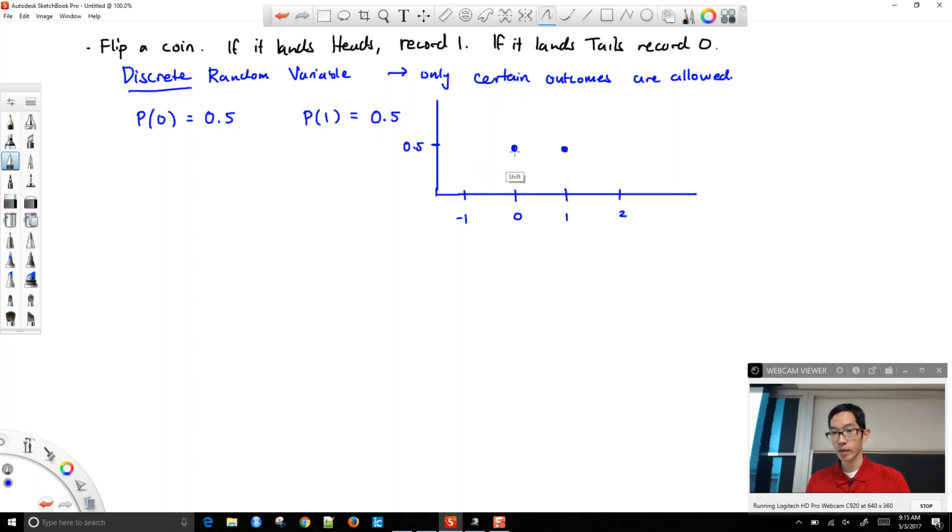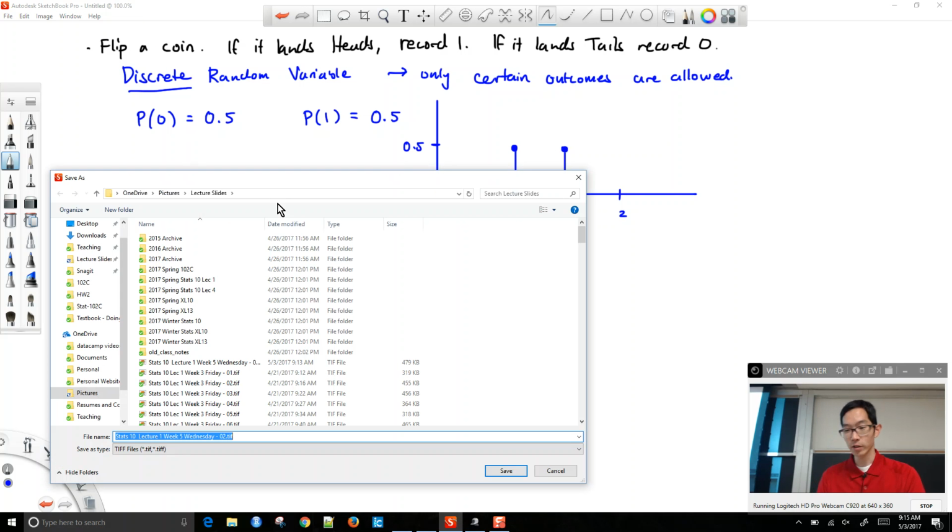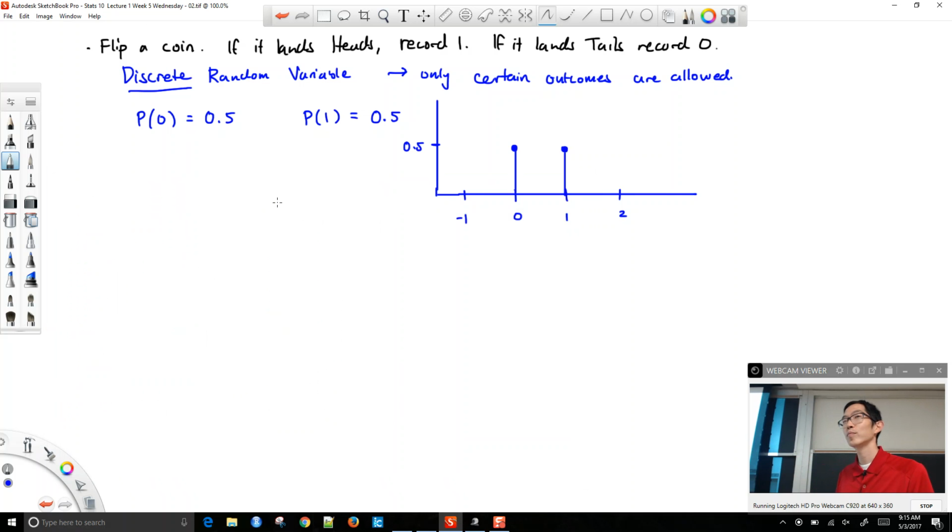Okay. In some pictures, because dots might be hard to see, you might see a vertical line going up like this. But it's effectively the same. This is just to say that 0 has a probability of 0.5 and 1 has a probability of 0.5. And this is the discrete case where only particular outcomes are possible. All right, does this diagram make sense?